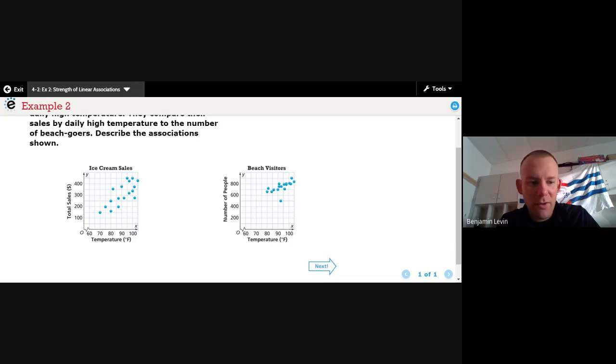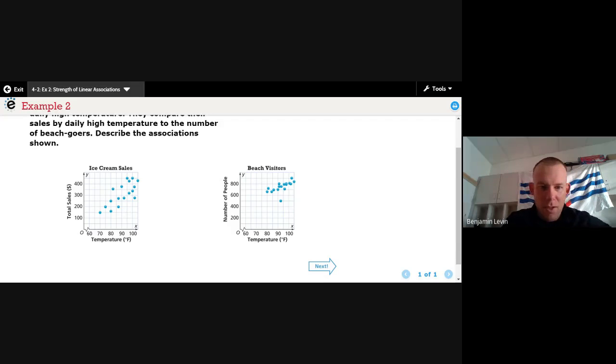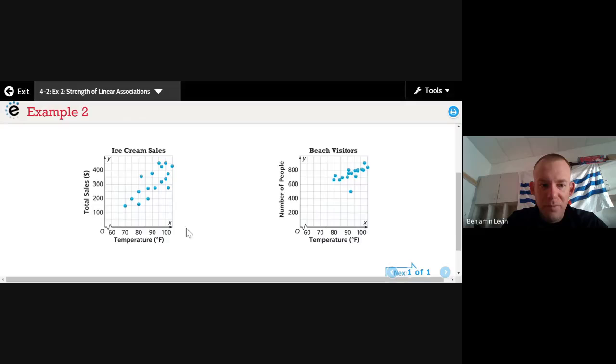So we're looking at 2 different graphs here. This first graph on the right is ice cream sales. I'm gonna blow it up a little bit so you guys can see better. This is ice cream sales, total sales in dollars. That's how much money they made or took in that day. And then the temperature. Here's 60, 70, 80, 90, 100. They must be somewhere warm in the middle of the summer because the lowest temperature there was 70. And the highest got up over 100 a couple times right here, right?